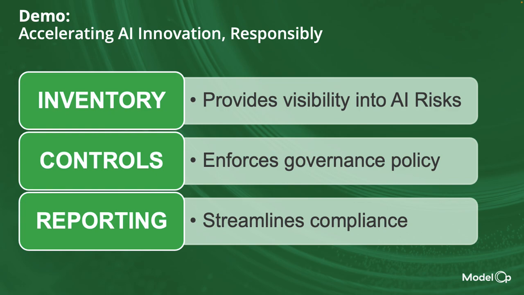First, the inventory, which provides visibility into all of the AI initiatives and the risks that are associated with those AI systems. Second, we'll look at controls, which helps to enforce the governance policy regardless of the team, the technology, or the use case. And third, we'll look at reporting, how ModelOp Center automates and streamlines the ongoing compliance against the governance policy. All three of these capabilities work together to provide the right level of governance that not only ensures compliance, but actually accelerates AI innovation and value.